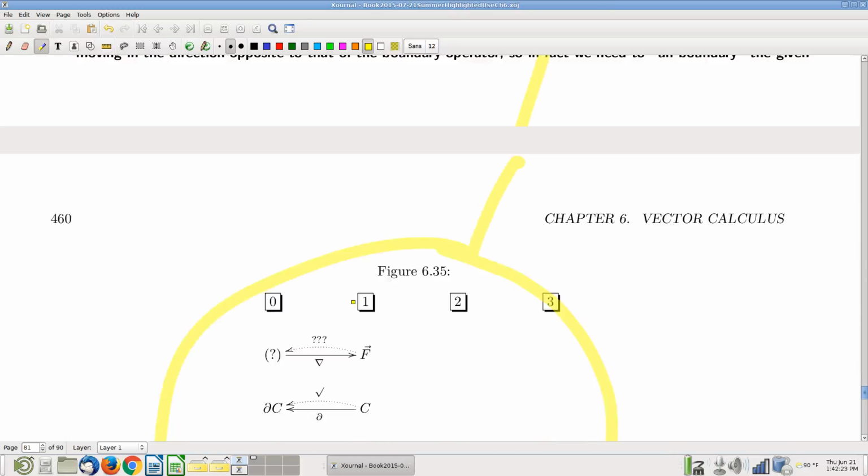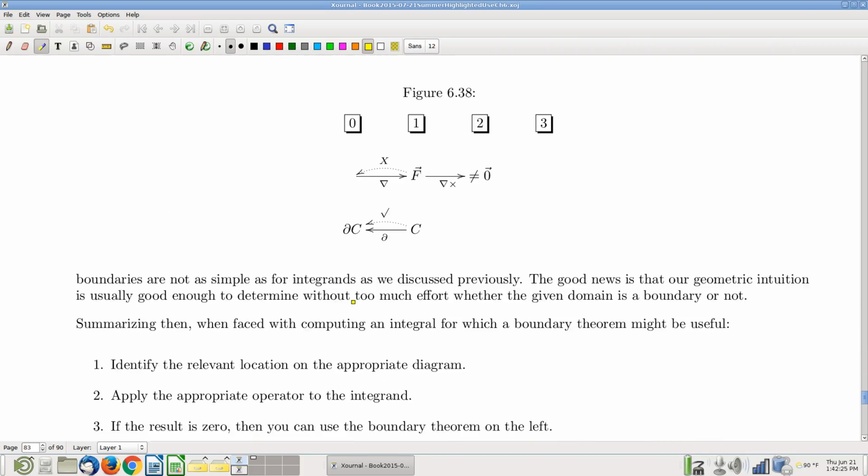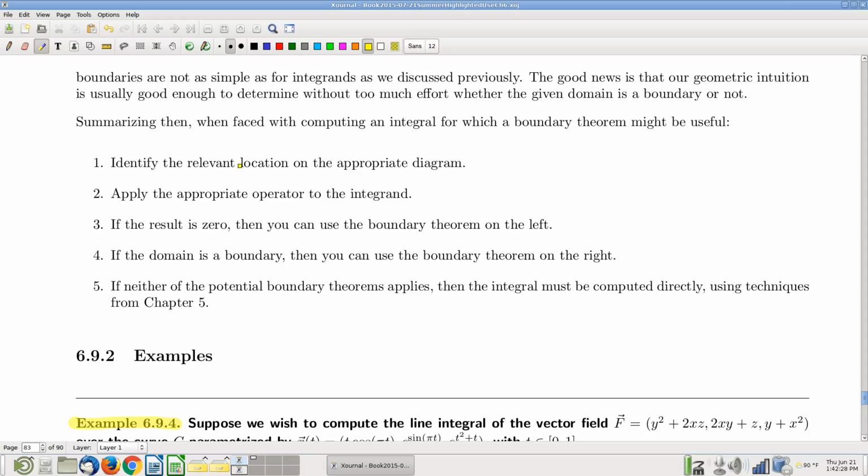Okay, so roughly speaking, this is your process. Where are you on which diagram? Compute the appropriate operator. Think about the boundary. And you get to determine from that whether the theorem on the left or the theorem on the right might apply. If one of them applies, cool. If both of them apply, sweet. If neither one of them applies, okay, well that's too bad.